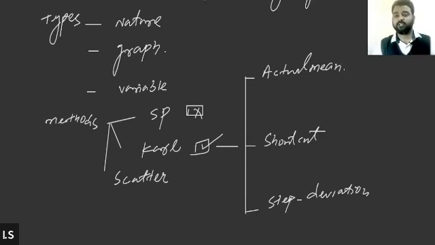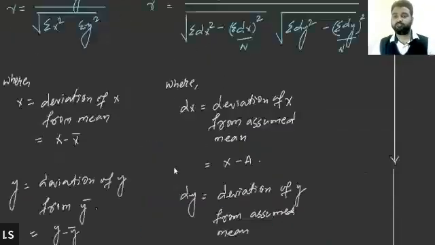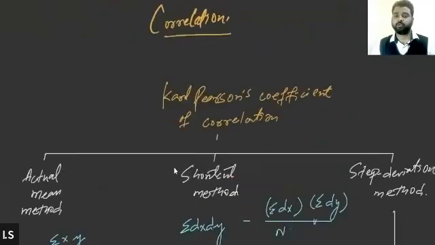Each of these methods contains a different formula. Actual mean method has a different formula, then shortcut method has a different formula, and step deviation method also has a different formula. So let's start with Karl Pearson's coefficient of correlation. You will have to first write down the formula, then we will start with the question. So before starting with the question, let's first write down the formula of Karl Pearson's coefficient of correlation.